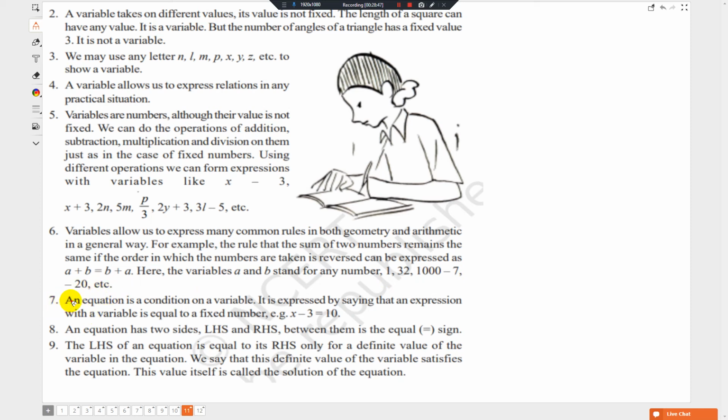An equation is a condition on a variable. It is expressed by saying that an expression with a variable is equal to a fixed number. Example, x minus 3 is equal to 10. An equation has two sides, LHS and RHS. Between them is the equal sign. The LHS of an equation is equal to its RHS only for a definite value of the variable in the equation. We say that this definite value of the variable satisfies the equation. This value itself is called the solution of the equation.